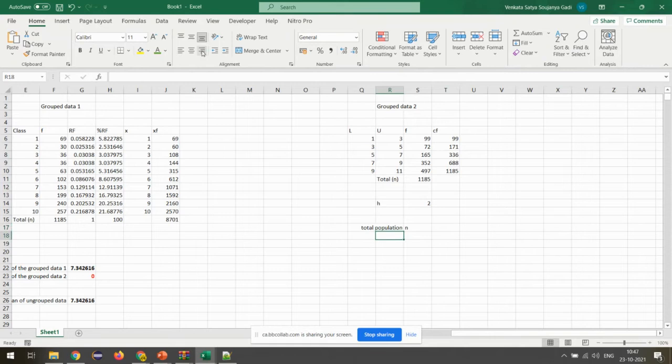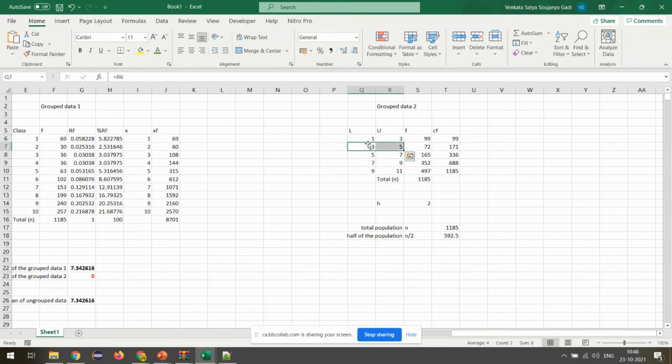half of the population is n divided by 2. We know n is 1185, so half of that is 592.5. So we have to find out where this half of the population falls, in which class, in this class or this class, which class.